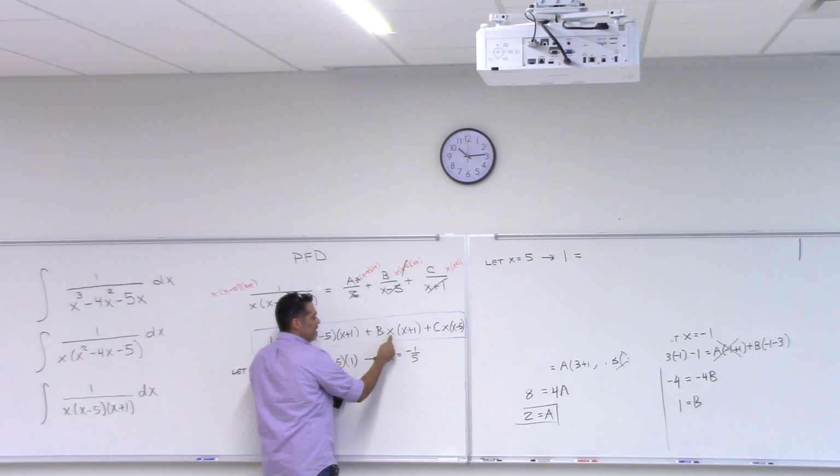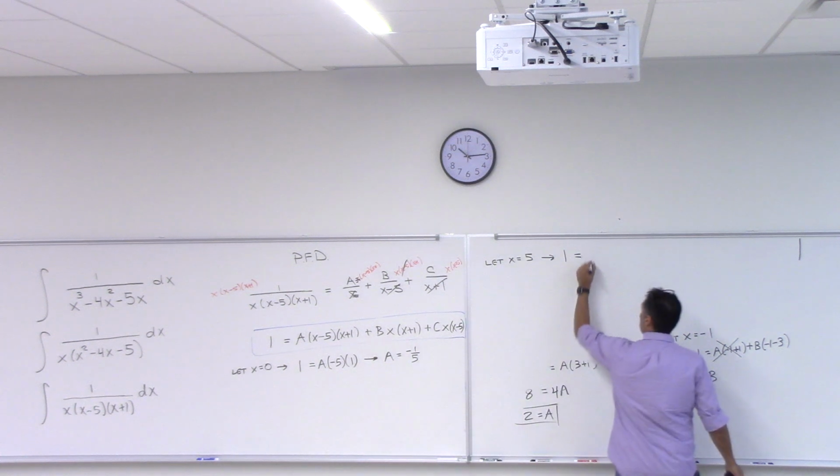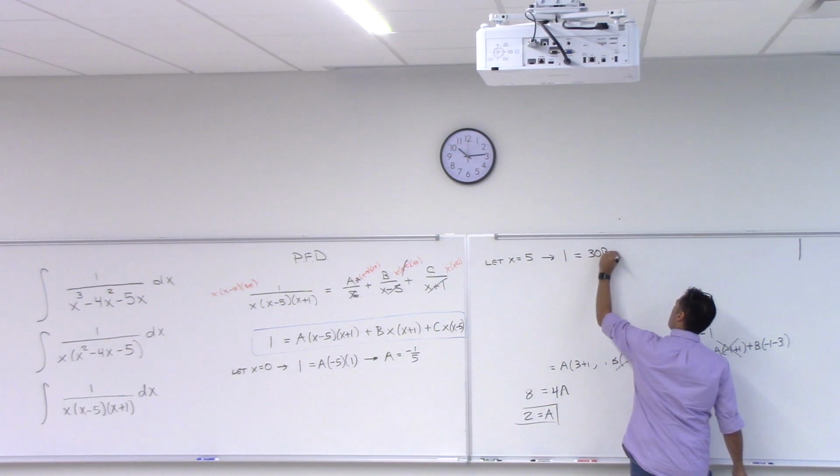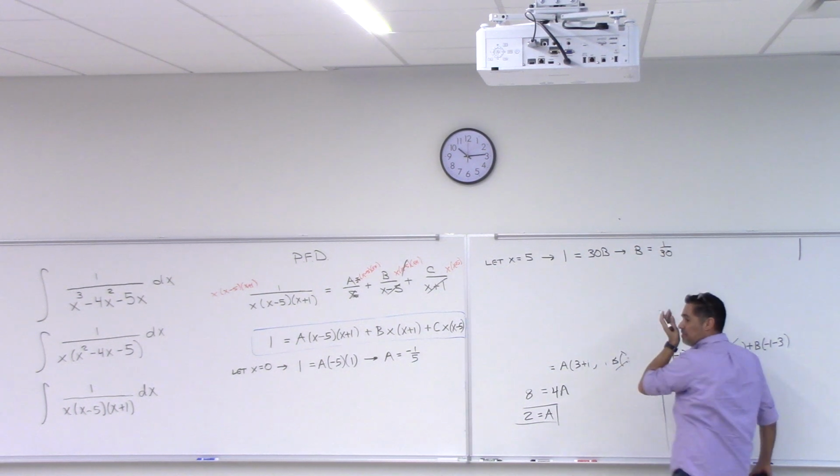So 5 and then 6. 5 times 6 is 30. So 30b. So b is 1 over 30. I told you there would be fractions, right? I told you.